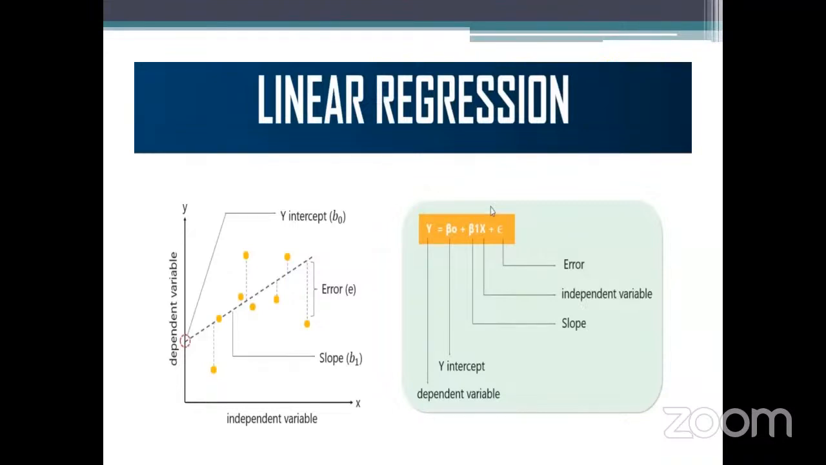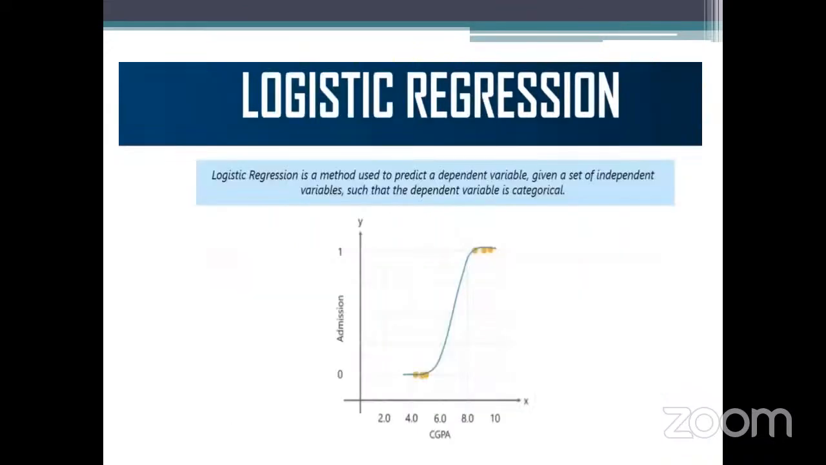Linear regression will basically draw a relationship between your input and output variable. That's how simple linear regression is, for better understanding. That is the easiest one, the linear regression algorithm. Next one is logistic regression.